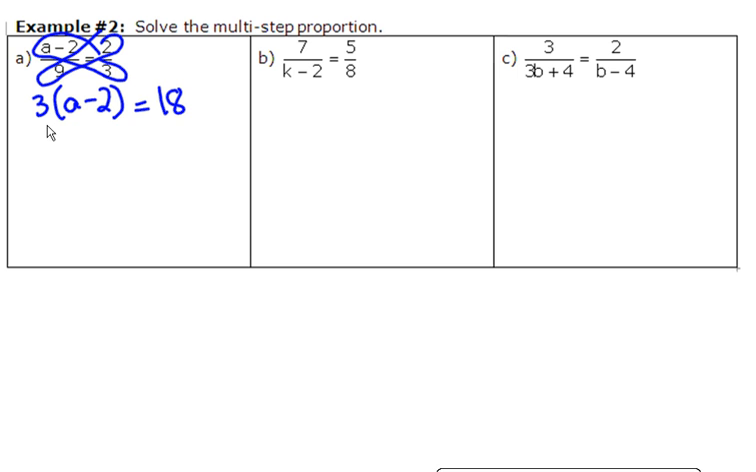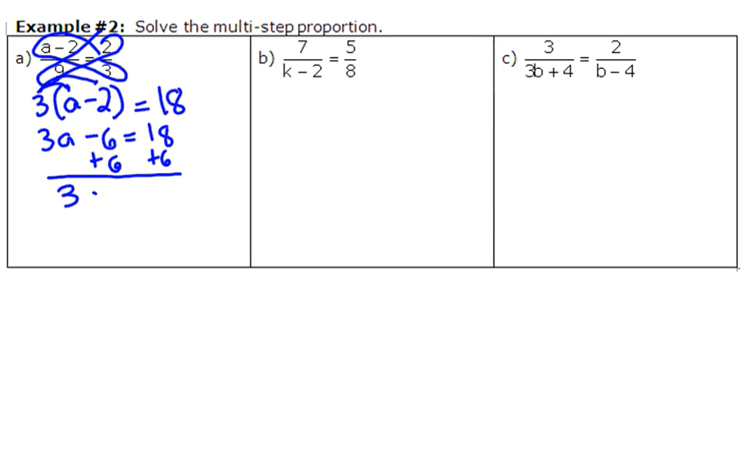So now I'm going to solve the equation. With these, I would distribute. So I'm distributing the 3. So I have 3a minus 6 equals 18. Then I'm just solving for a. I'm adding 6. I get 3a equals 24. And then I'm dividing by 3. So I get a equals 8.